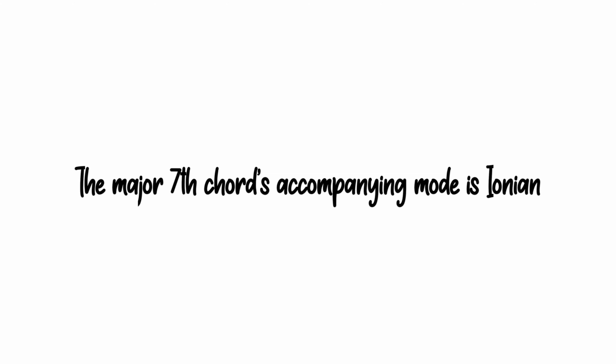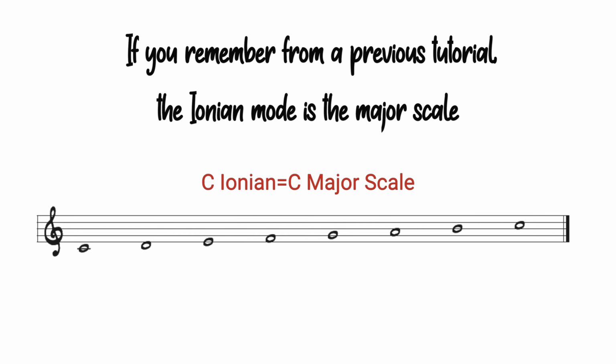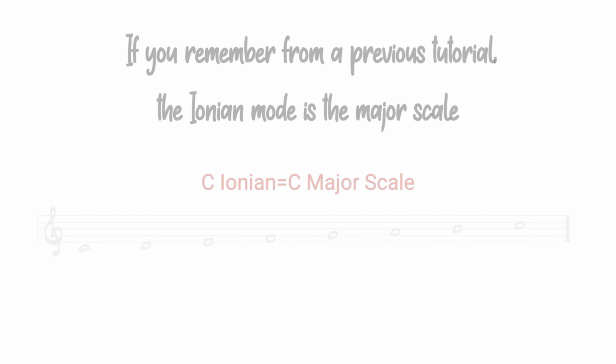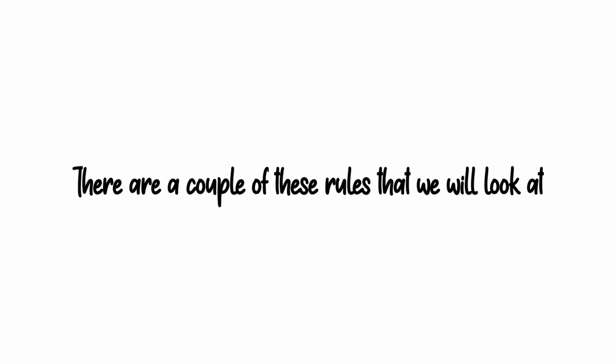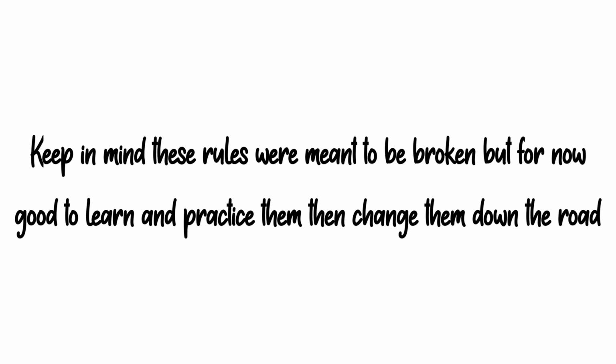Major 7. The major 7 chord's accompanying mode is Ionian. If you remember from a previous tutorial, the Ionian mode is the major scale. There are a couple of these rules that we will look at. Keep in mind, these rules were meant to be broken, but for now it's good to learn and practice them, then change them down the road.